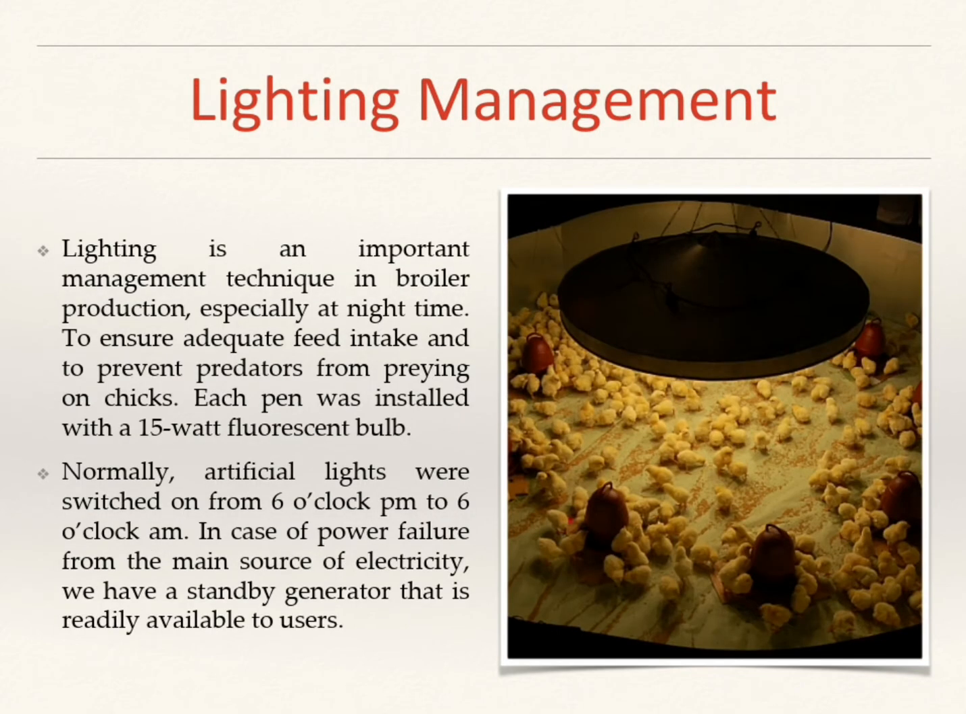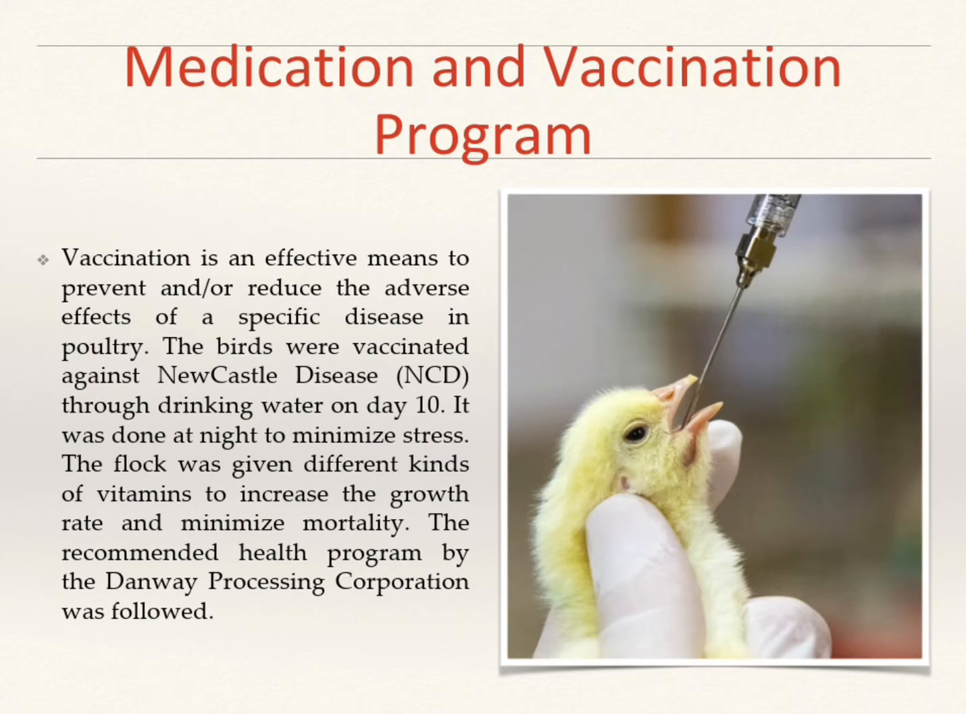Lighting management. Lighting is an important management technique in broiler production, specifically at night time. Normally, artificial lights were switched on from 6 o'clock p.m. to 6 o'clock a.m. In case of power failure from the main source of electricity, we have a standby generator that is readily available to the users.